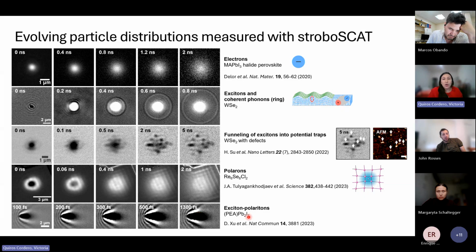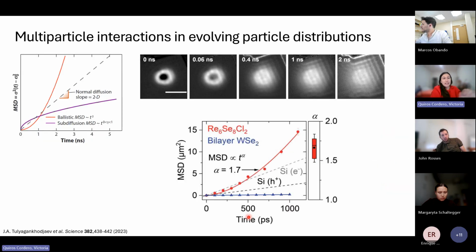Okay, so I've shown you a bit how we track them in space and time and all these different quasi-particles and particles, but I want to now discuss a bit how we obtain information from multi-particle interactions like collisions and such from these evolving particle distributions in time. So in this example, we can track the mean square displacement as a function of time. So you can fit Gaussians to the different populations. In this case, the dark spot is one of your populations. The bright spot is another of your populations because they correspond to different particles.